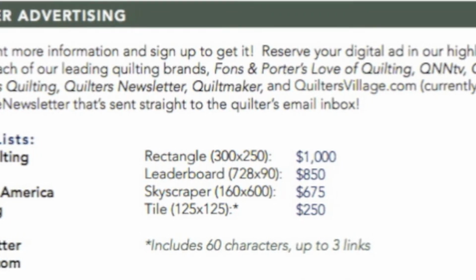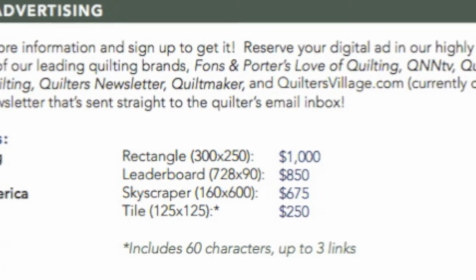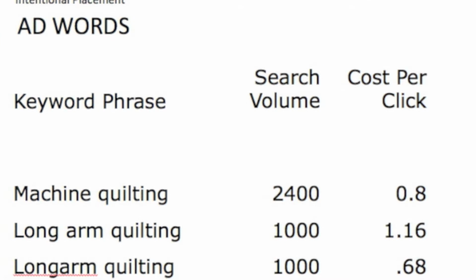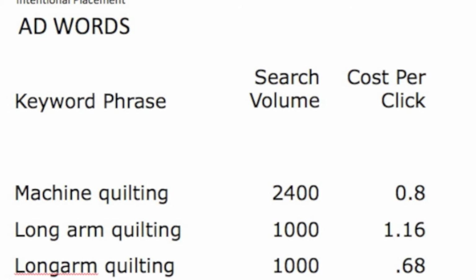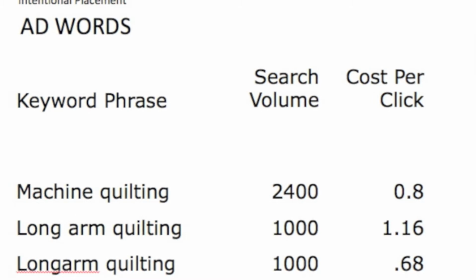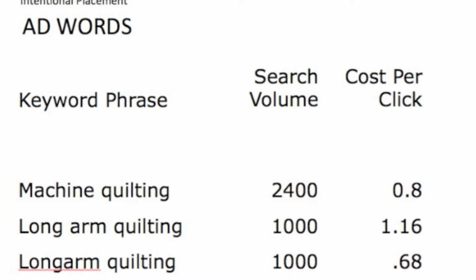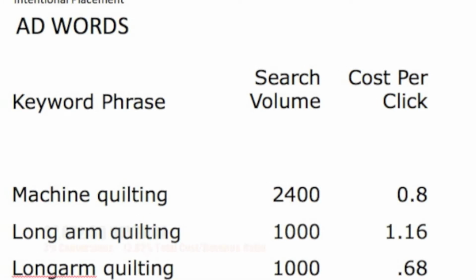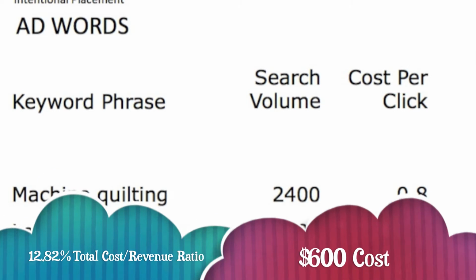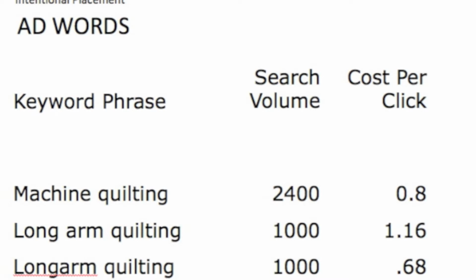Now, I would recommend also that we look at SEO campaigns, and that is search engine optimization. For that, we're going to use some ad keyword phrases like machine quilting or long arm quilting. You can see the search volumes there and the cost per click. If we do this, we have about a 3% conversion rate, and we would get a revenue of about $72.50. Our ad spend revenue ratio is 7.82, the best yet, and we'd get 12.82 after our discounting percent total cost per revenue ratio.